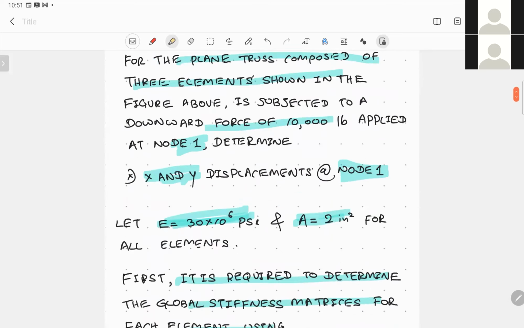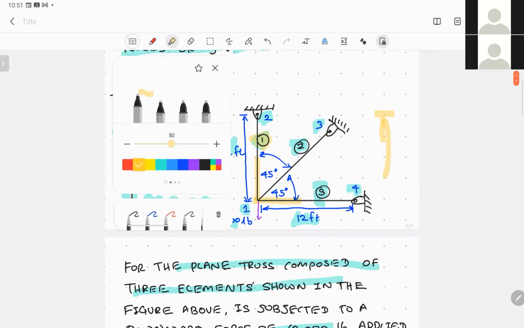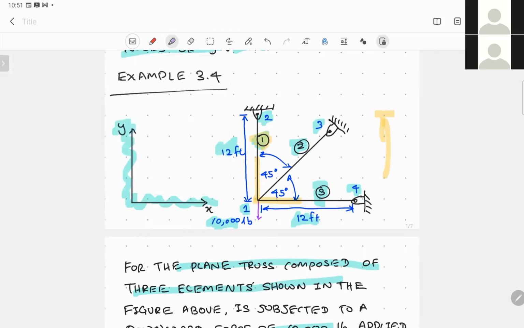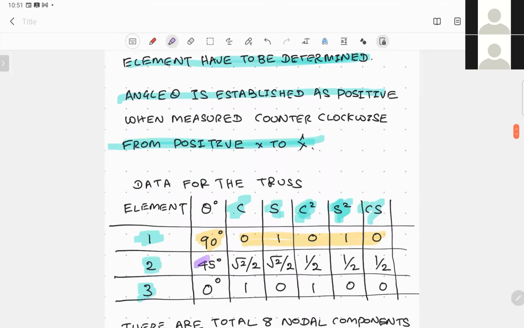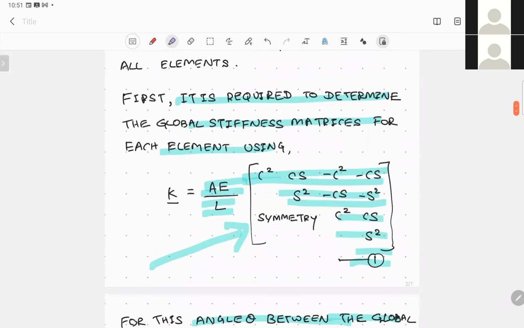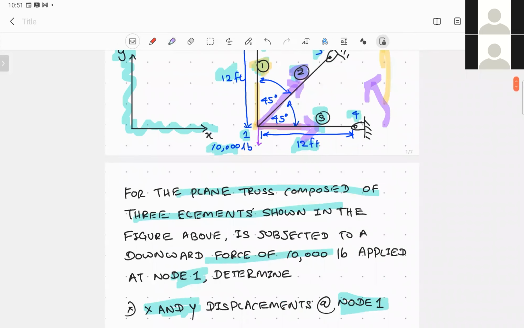Consider element number 2. For element number 2, which is this element, what is the angle of rotation? This is the global coordinate system, and this is the local coordinate system. The angle has rotated by 45 degrees, and it is plus 45 because we are considering it in the anti-clockwise direction. So that is why we have plus 45, and the corresponding terms can be obtained. How about 3? Element number 3.